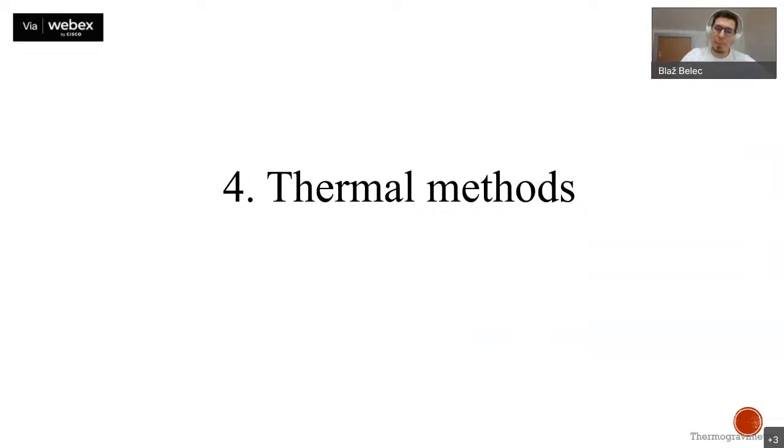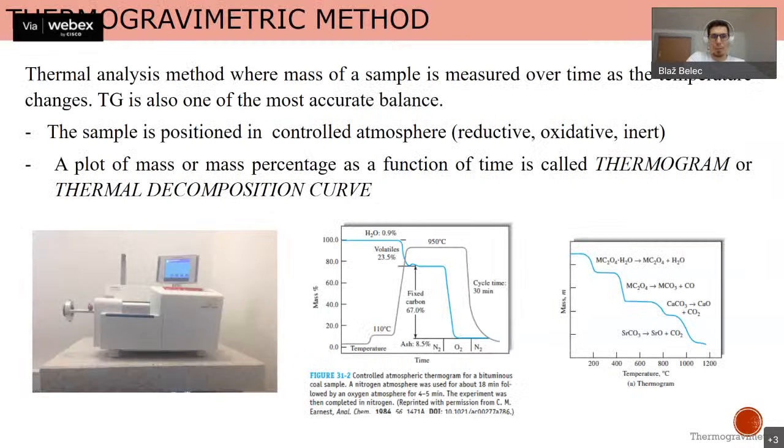So the next method is the thermal methods. The most common one is the thermogravimetric method, or TG. You probably already heard of it. This is an analysis method where the mass of the sample is measured over time as the temperature changes. So we measure mass versus temperature or time. The TG is also one of the most accurate balances.